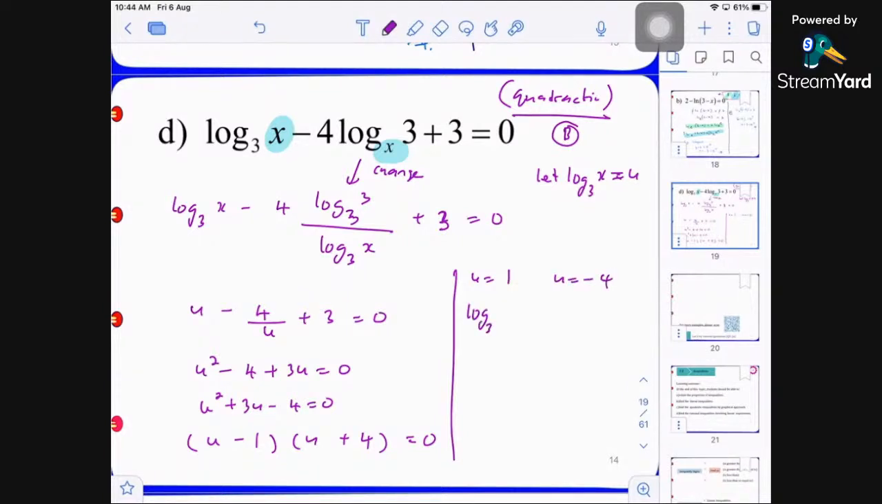So dapat balik log 3x equals to 1, log 3x equals to negative 4. But for log, when the thing is negative 4, don't straight away reject. Be careful. So x equals to 3 power of 1, which is 3. Here x equals to 3 power of negative 4. 3 power negative 4, kalau tak silap saya adalah 1 over 81. Yes or not?